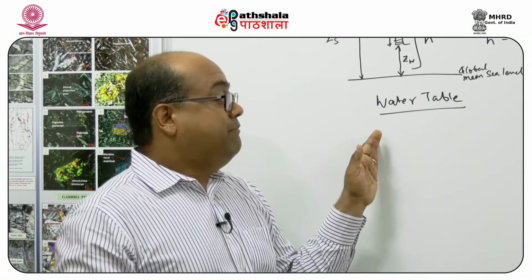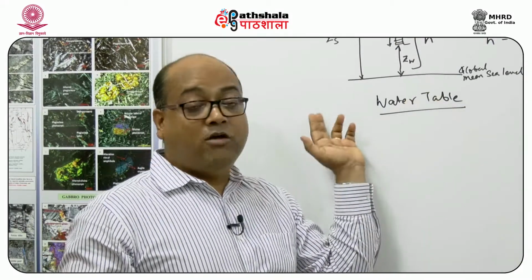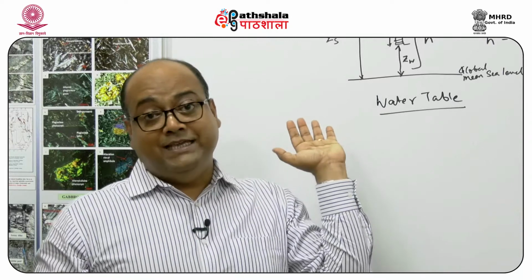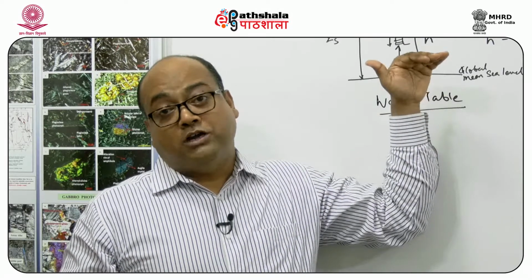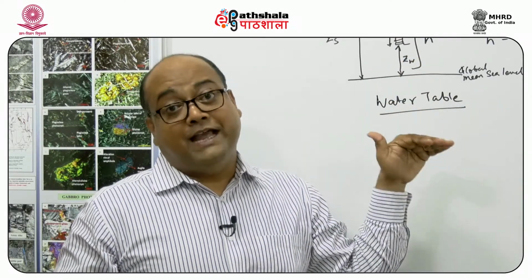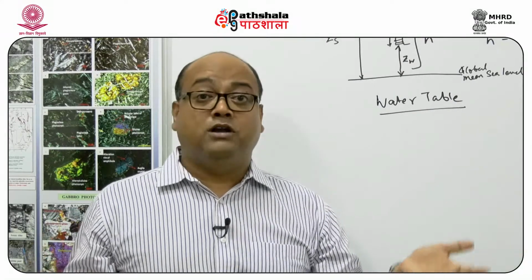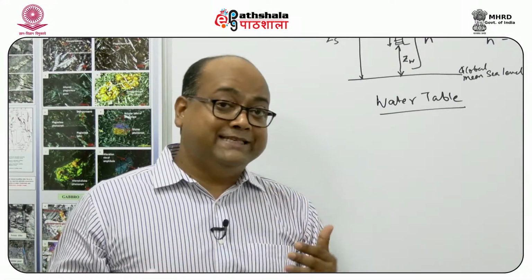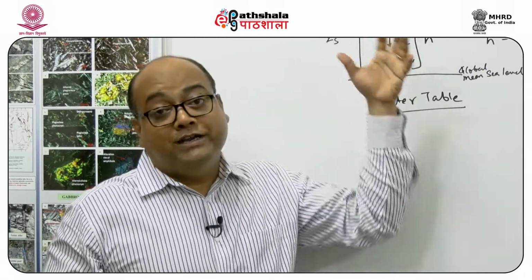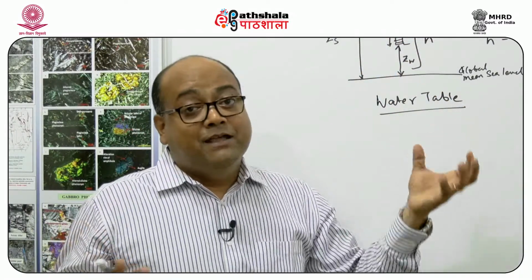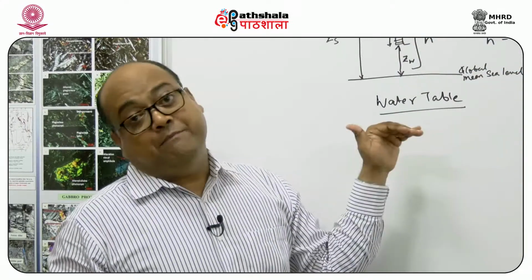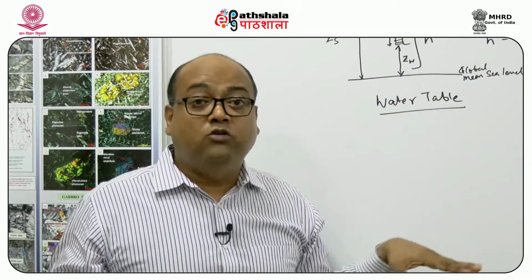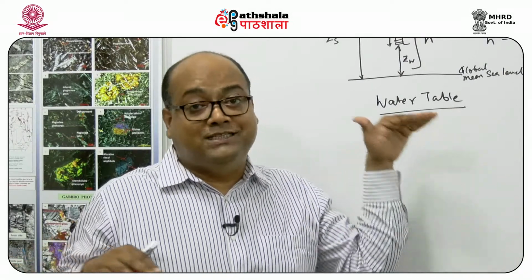This is a very common term used to define the status of groundwater. Often we see that during the summer months the water table goes down, and during the monsoon months the water table goes up. What it says is that when water is being extracted at a rate more than the water infiltrating into the ground, the water table goes down. The water table is basically an imaginary surface.